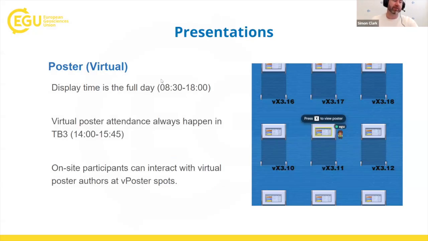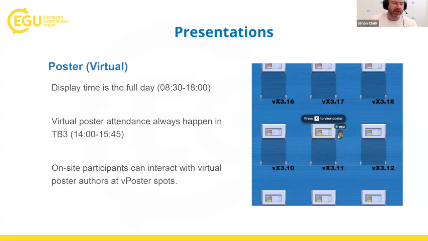Your poster is displayed for the full day. You don't have to attend for the full day. Again, you only attend during this period. And you attend by accessing the virtual conference center, where you can walk around, find your poster, and you just stand by the poster to talk to people, not just virtually, but also people online on the site can talk to you by either going to vPoster spots, which are basically the same spots where we do PICO presentations. So they have interactive screens with microphones where they can talk to you.